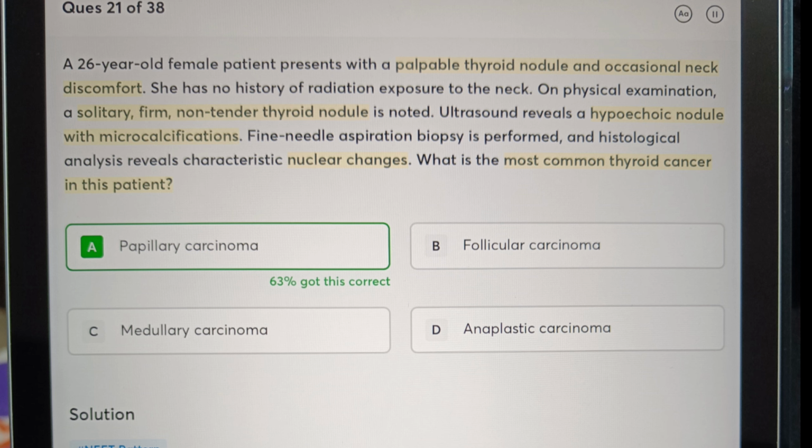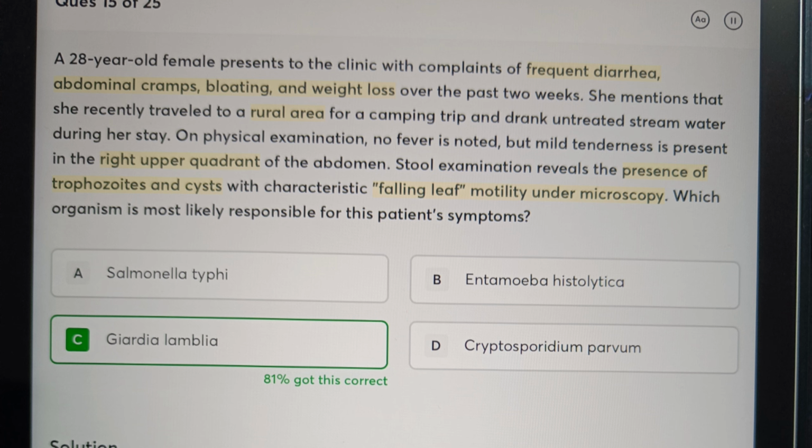And now I will give you a big question. See, this is a very big question, but in the last line it is written, stool examination revealed the presence of trophozoite and cyst, both infective stages, characteristic falling leaf motility. So falling leaf motility, we know, like in my microbio, Dr. Preeti Sharma ma'am has told, falling leaf motility is seen in Giardia lamblia only. See the other options, Salmonella, Entamoeba histolytica, Cryptosporidium, known, right?